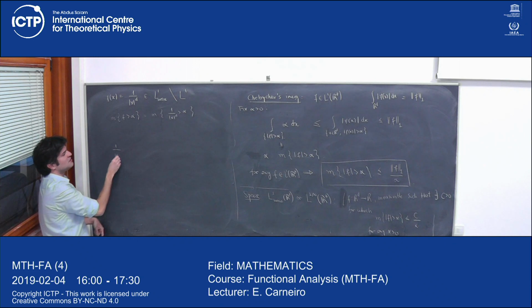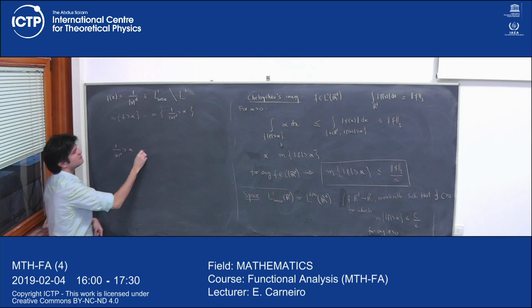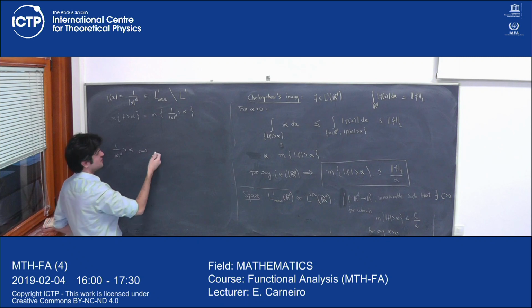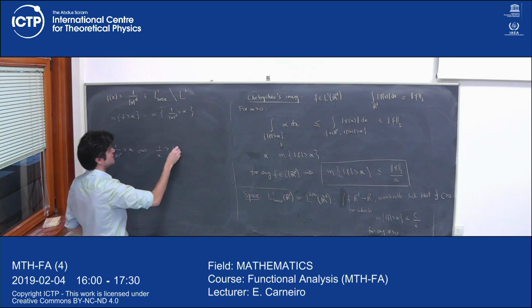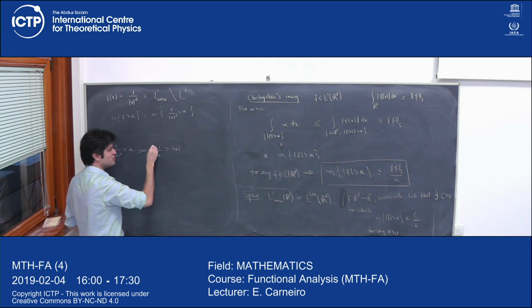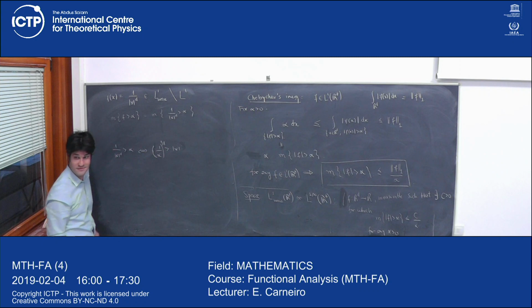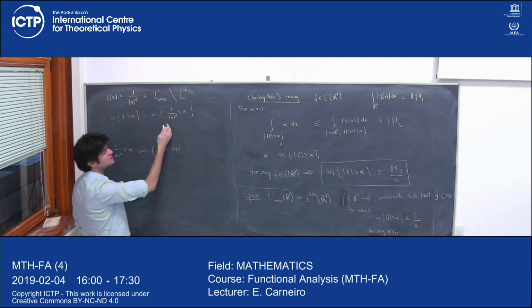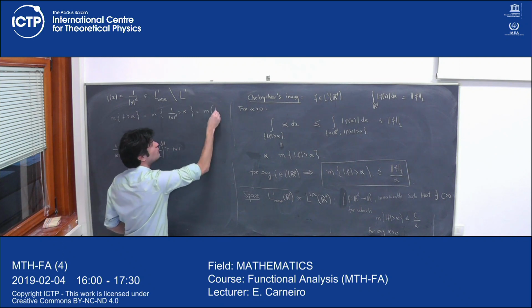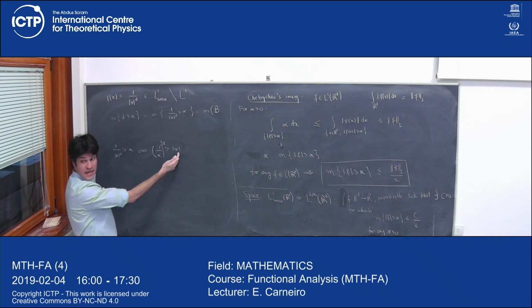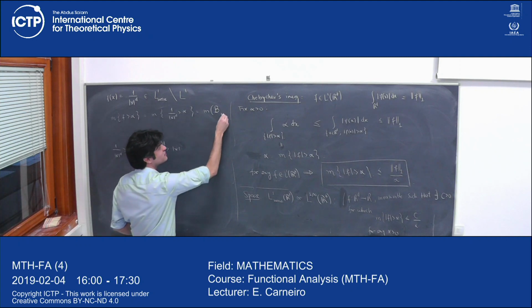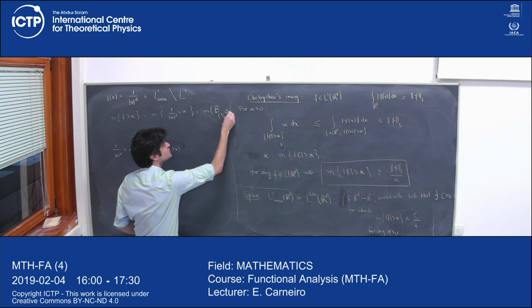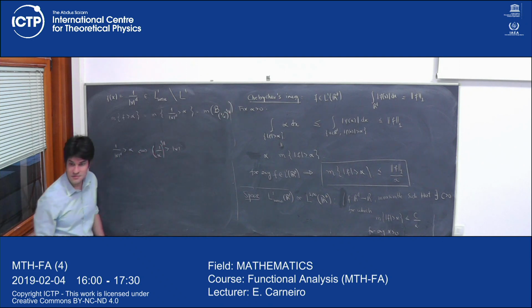So 1 over x to the d is bigger than alpha. I will erase this line. If 1 over alpha is bigger than x to the d, so if x is smaller than 1 over alpha to 1 over d. Okay? So x is smaller than something. So this is actually the measure of the ball. It's a ball of radius 1 over alpha to the 1 over d. Right? What's the measure of this ball?